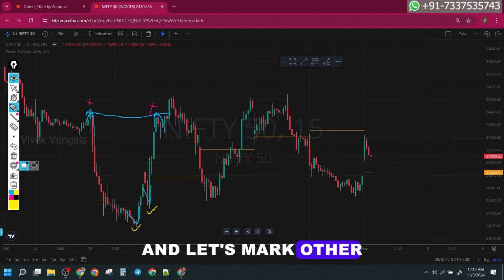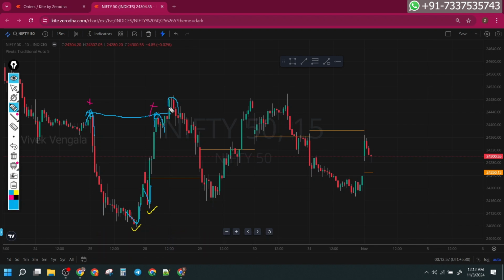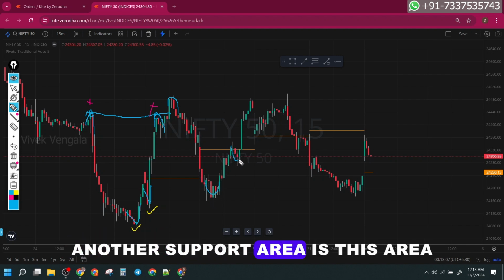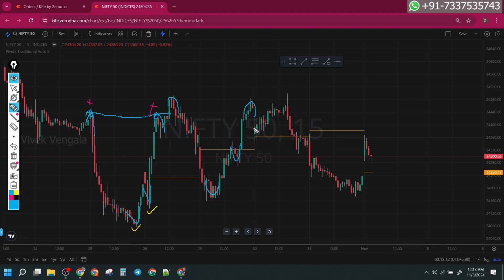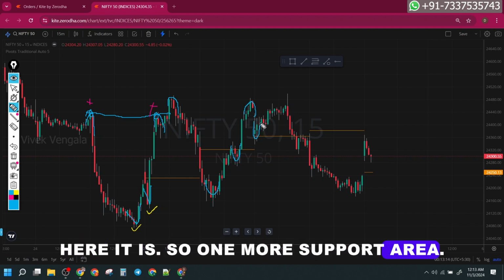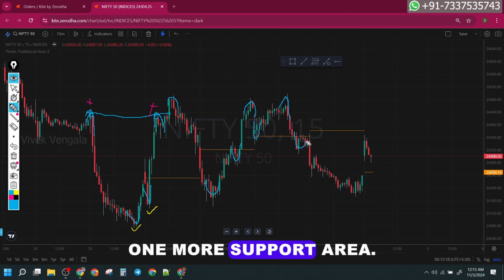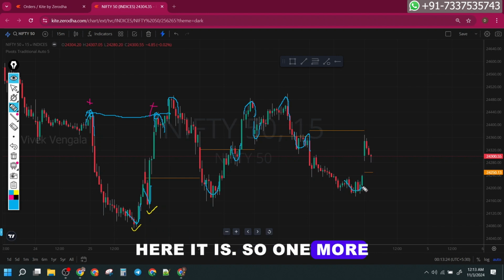And let's mark other support and resistance levels. This is one more resistance area, and here it is one more support area. Another support area is this area, and another resistance area. Here it is one more support area, another resistance area, one more support area, resistance. Here it is one more support area.